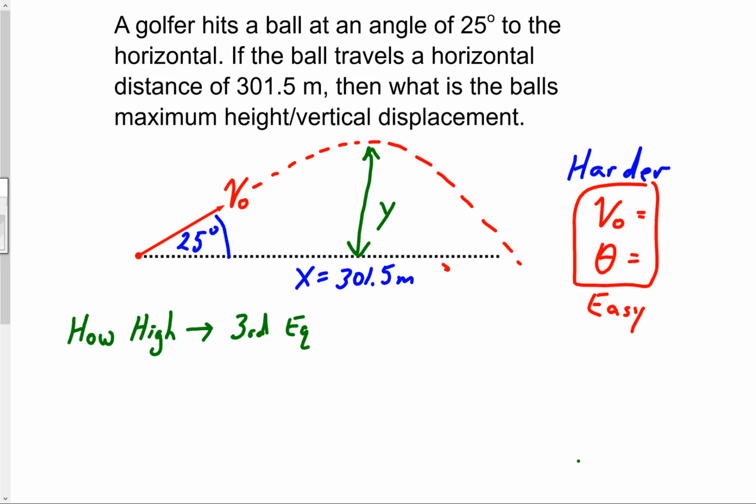And you may be going, well, what is the third equation? Well, you've seen me write it before. And from now on, if I say how high, I want you to say third equation. So the third equation is this. You've written it before: Vy squared equals V0y squared plus 2ay. There's my third equation.